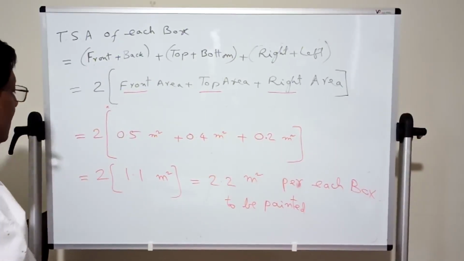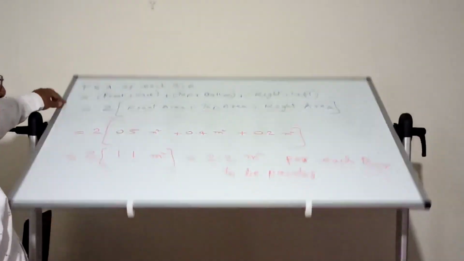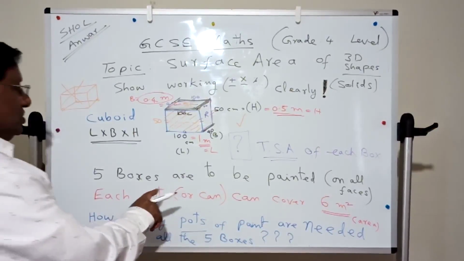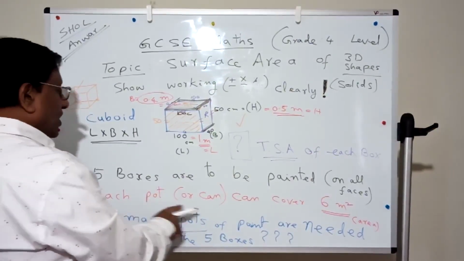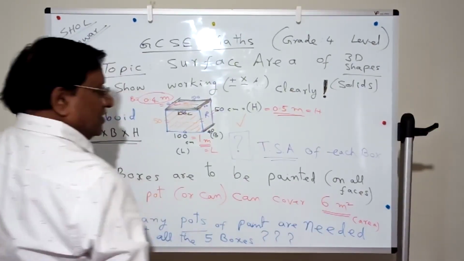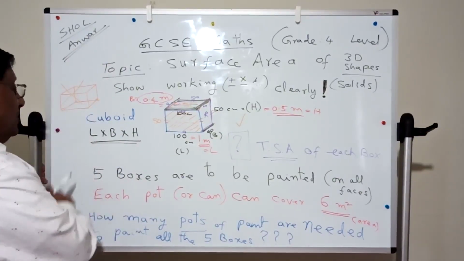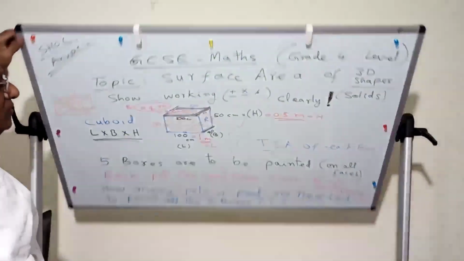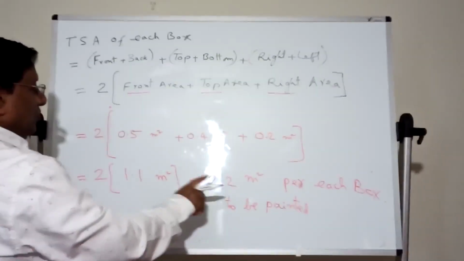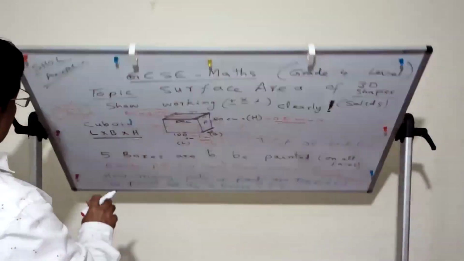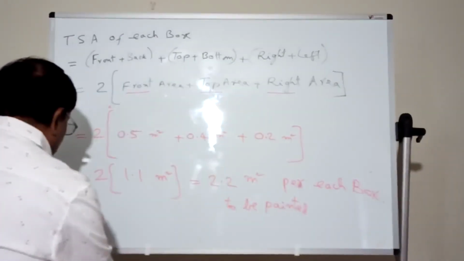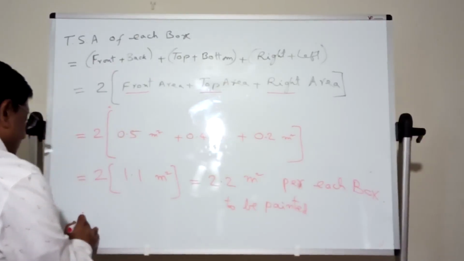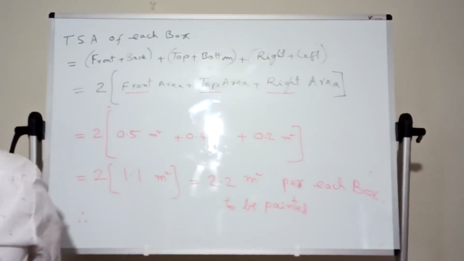Okay. Now they have told that one pot covers how much? Each pot can cover 6 square meters, but before that, how many boxes are to be painted? 5 boxes are to be painted. Only one box we got, 2.2. So total boxes are 5 boxes. Therefore, this is the symbol for therefore.